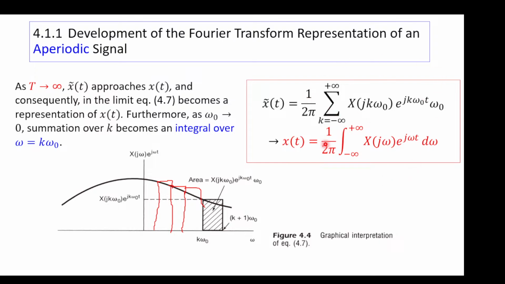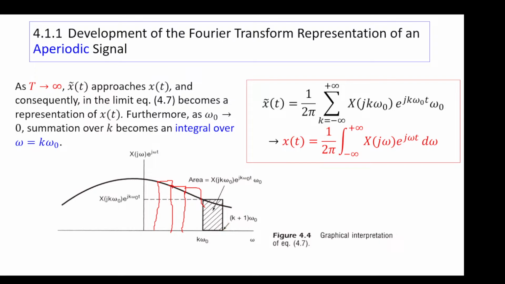So we think this summation will become an integral. And this is actually kind of rigorous, because if you try to plot this summation on the X of j omega e to the j omega t graph. So let's first plot this function, big X of j omega e to the j omega t. And it's a function of omega. That's kind of important here.